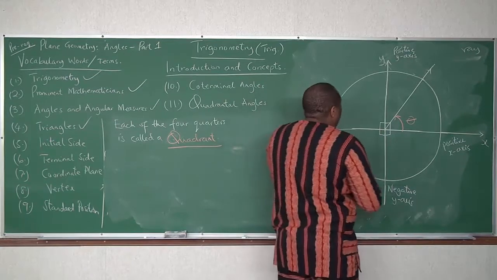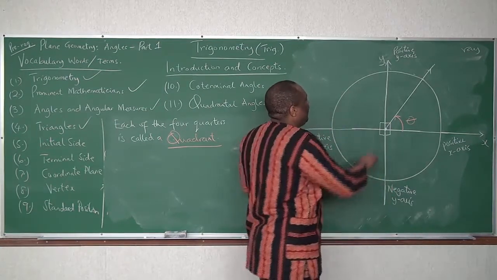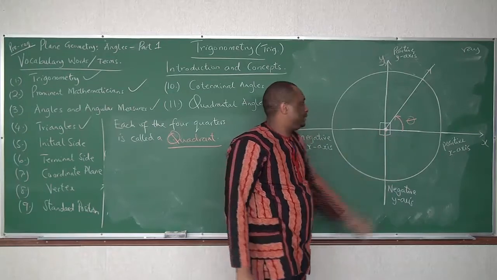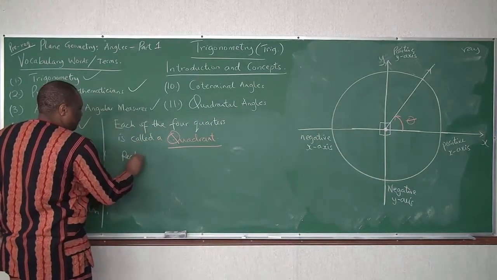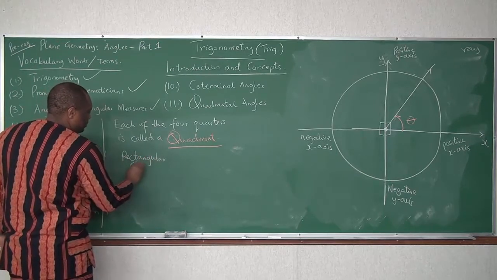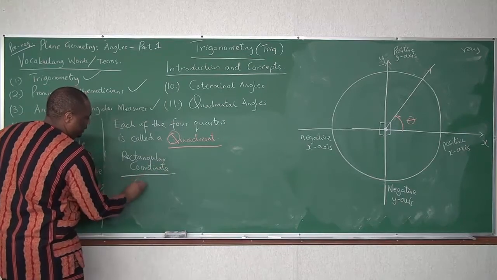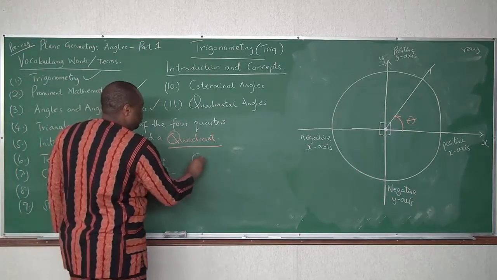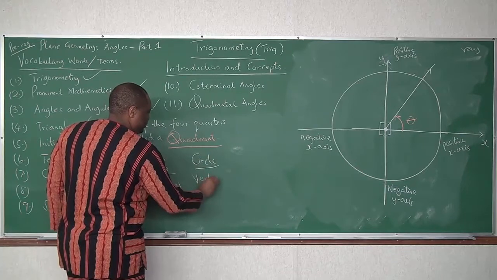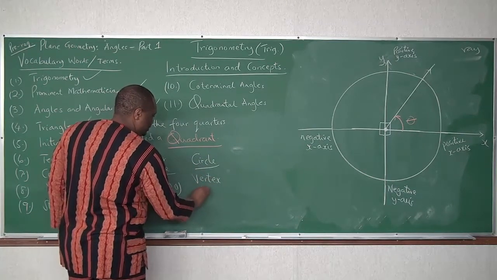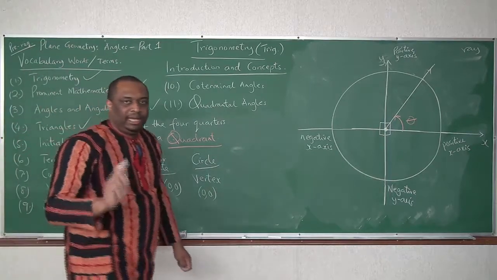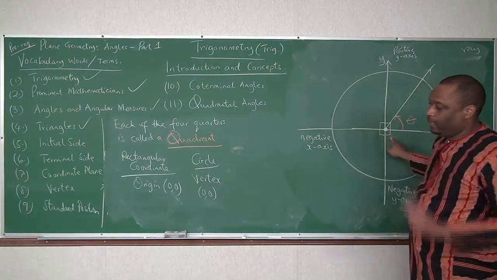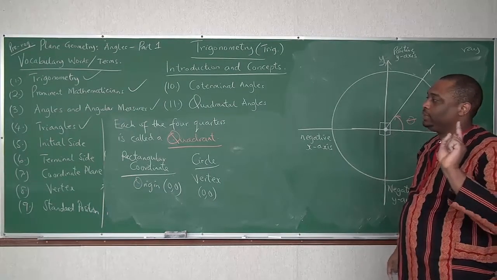Okay? Now, what do I mean by an angle being in standard position? If you look at this, just like when you have your rectangular coordinate, you call this origin. In rectangular coordinate, you call it origin, because it's 0, 0. Now, in this circle, we're gonna call it vertex, which is still 0, 0. So, you see here that the vertex is at the origin, which is 0, 0. That's number one thing about standard position.